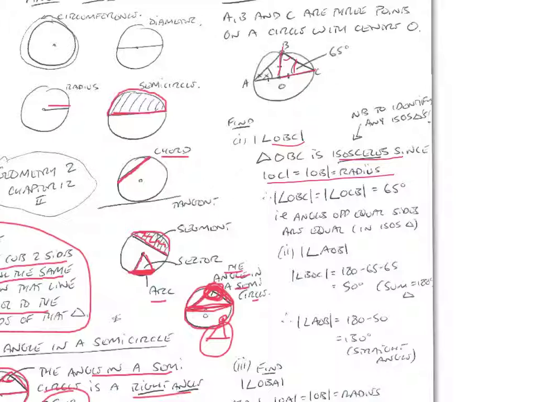Why is that? Because if you remember from a few chapters ago, in an isosceles triangle, angles opposite the equal sides are also equal to each other. So this is opposite a side which is equal in length to this side, so these two angles are equal. Angles opposite equal sides are equal in an isosceles triangle. So 65 degrees is the answer to that.